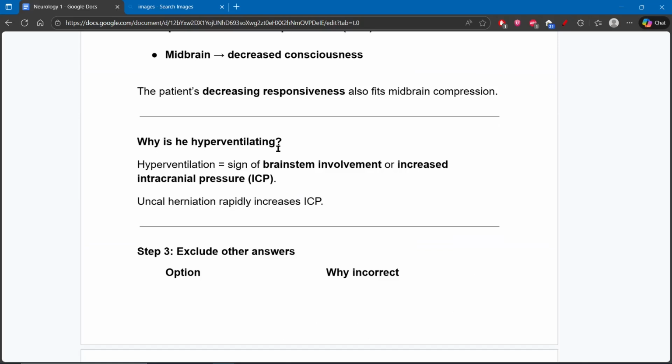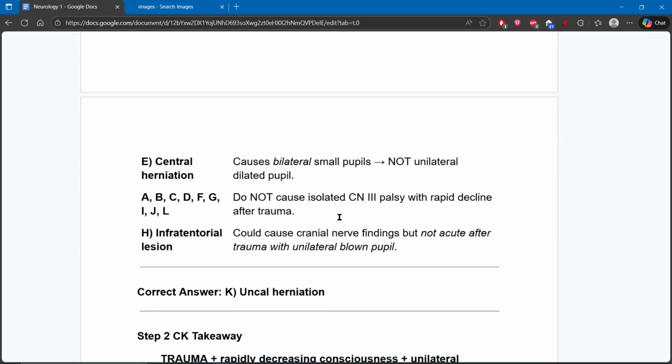So why is the patient hyperventilating? It's because hyperventilation is also a pathognomonic sign of brainstem involvement and increased intracranial pressure. And uncal herniation, because it is a herniation, increases the ICP rapidly. So you have to remember that hyperventilation is a sign of brainstem involvement. Now, to exclude other options, you can see that these are all rapidly excluded because they do not cause isolated cranial nerve 3 palsy with rapid decline after trauma.